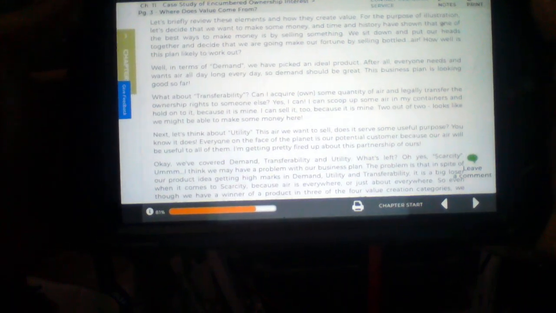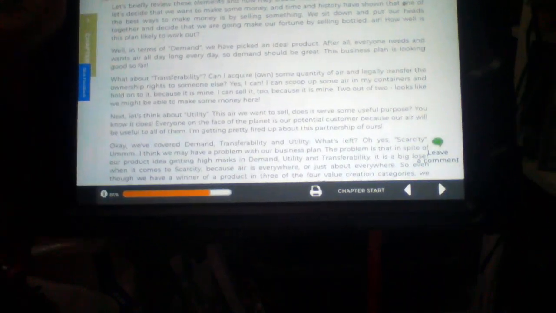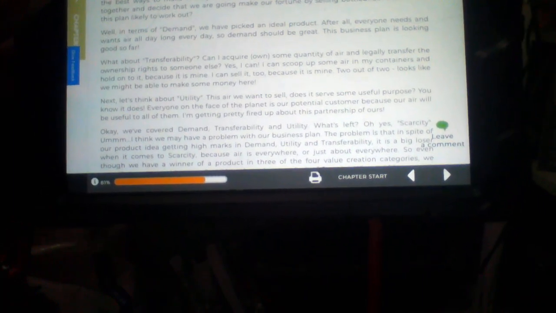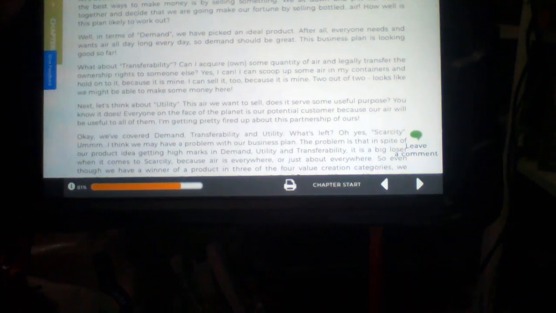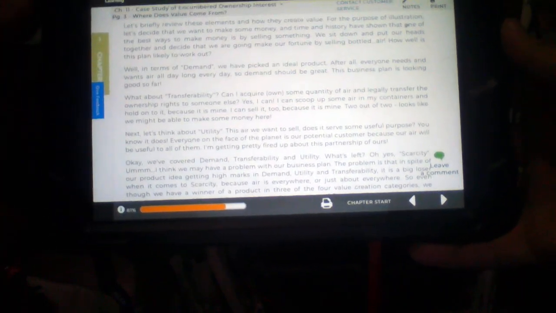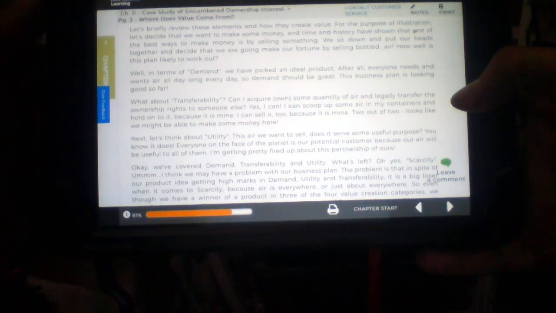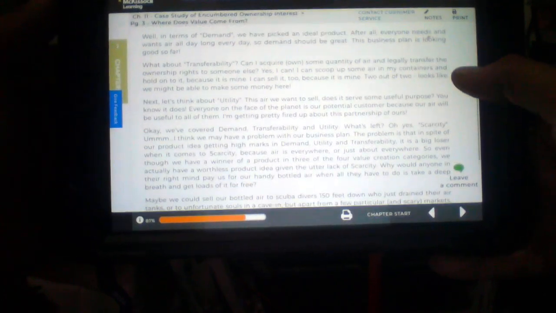Let's briefly review these elements and how they create value. For the purpose of illustration, let's decide that we want to make some money, and time and history have shown that one of the best ways to make money is by selling something. We sit down and put our heads together and decide that we are going to make our fortune by selling bottled air. How well is this plan likely to work out?